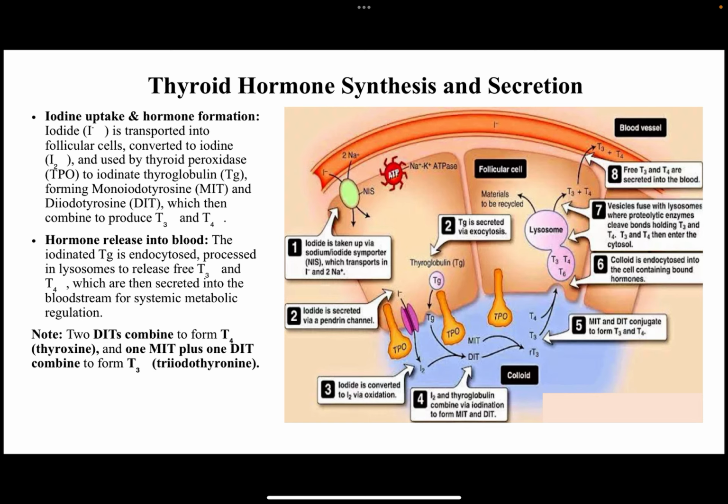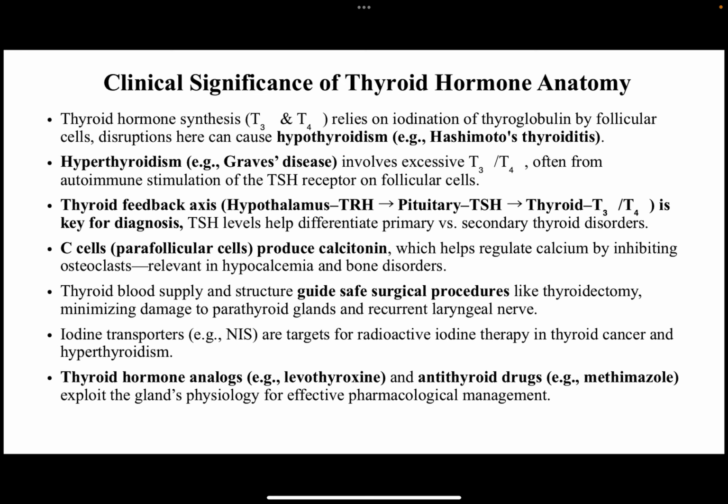Then the next phase that will occur is the hormone release, which happens through a process called exocytosis. So the hormones are released out of the follicular cell into the bloodstream. So basically, that is it for this process, the process of thyroid hormone synthesis and secretion.